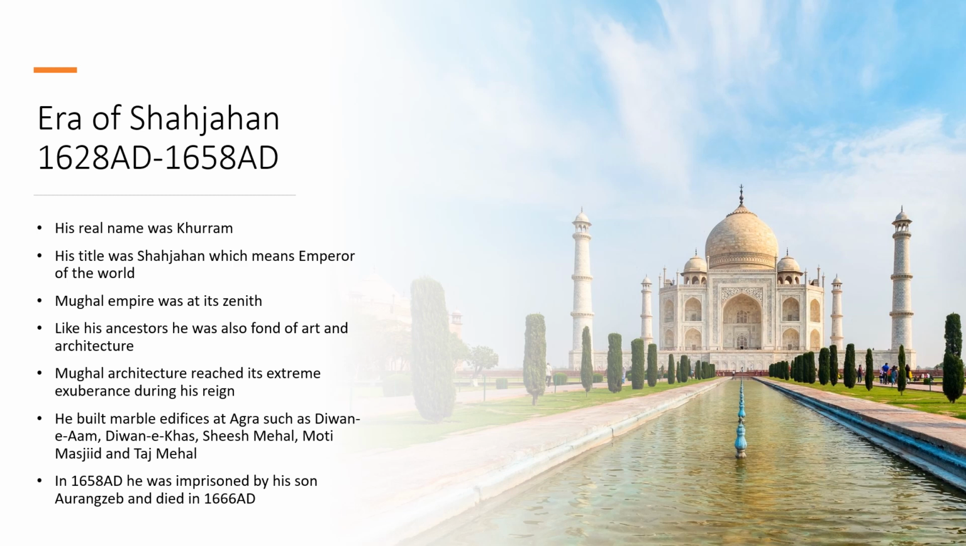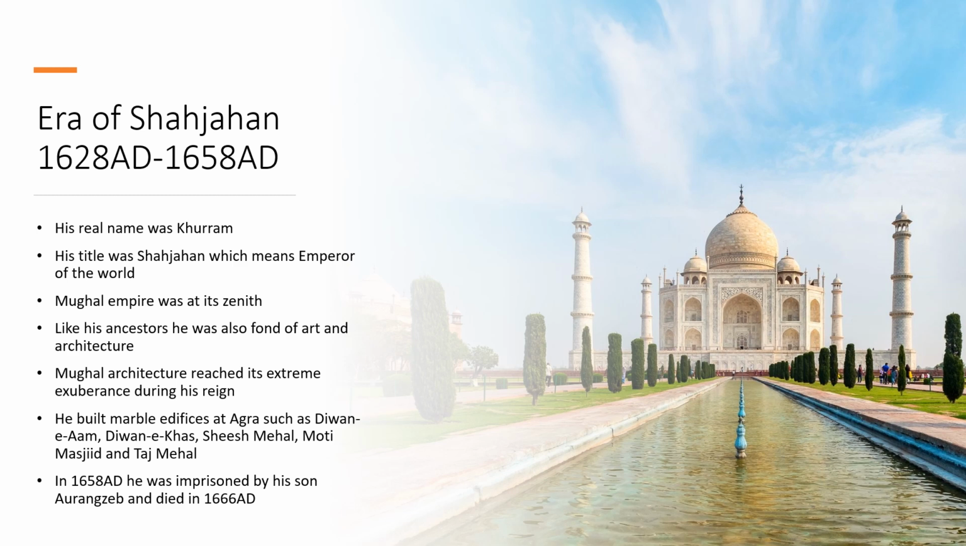His real name was Khurram and his title was Shah Jahan, which means Emperor of the World. Studies show that the Mughal Empire was at its zenith during the rule of Shah Jahan. It covered almost all of India at the time. Shah Jahan's rule started in 1628 and ended in 1658.